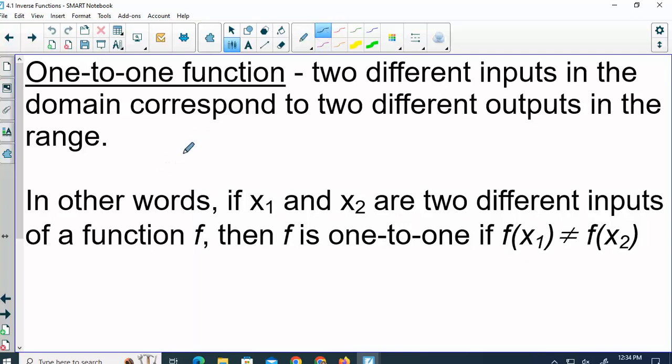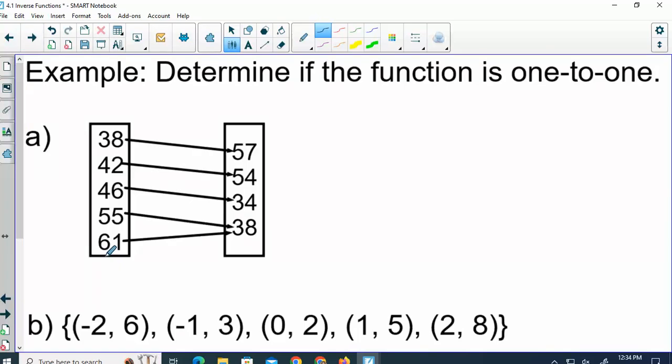So if it's one-to-one, y never repeats. If you have two different inputs, they give you two different outputs. So two different x values have to give you different y values. So the first thing we're going to do is just look at some different way functions can be represented and decide if each of these is one-to-one.